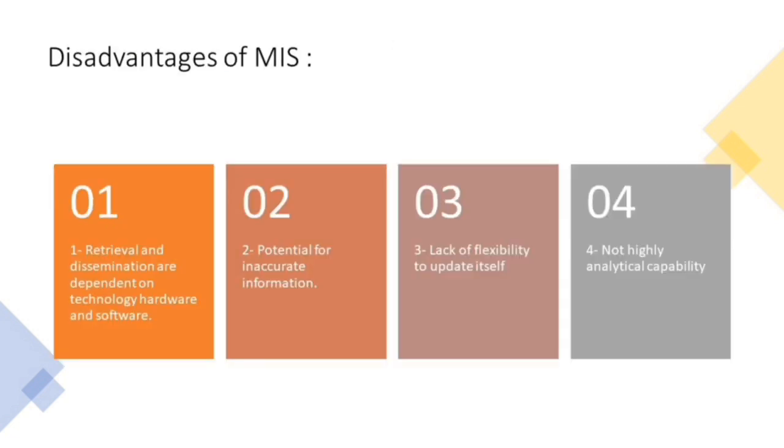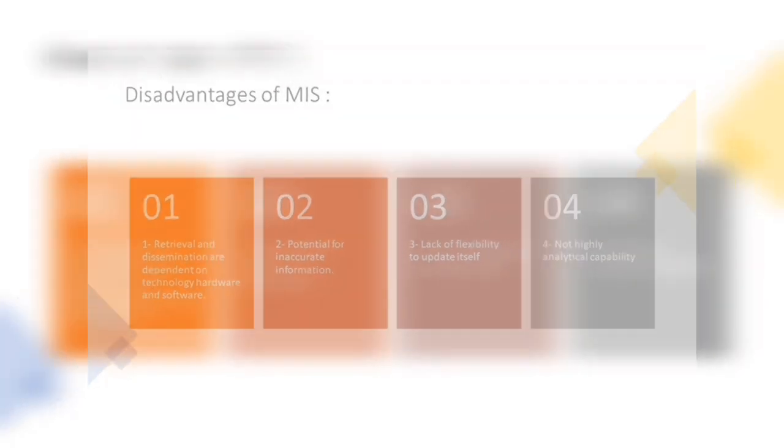On the other hand, we will talk about the disadvantages of MIS. First, retrieval and dissemination are dependent on technology, hardware and software. Second, potential of inaccurate information. Third, lack of flexibility to update itself. And finally, not highly analytical capability.